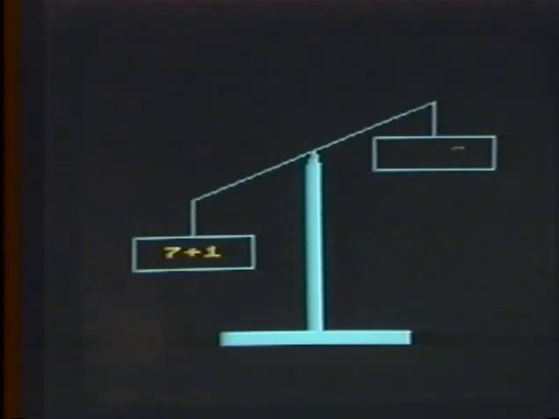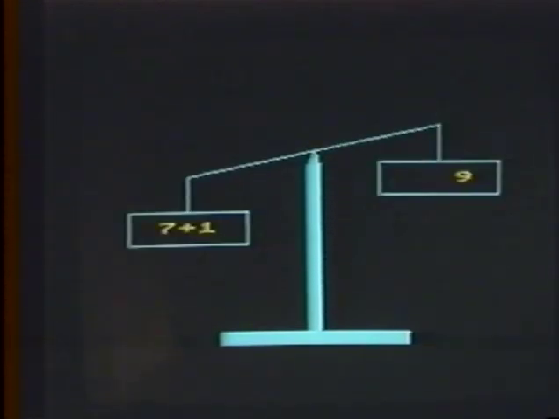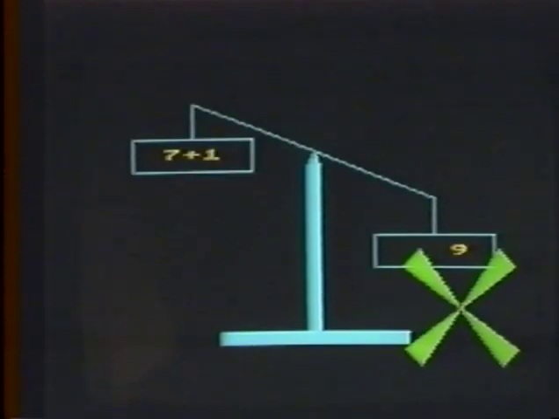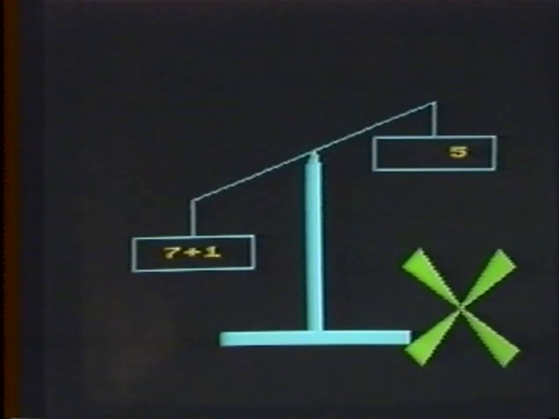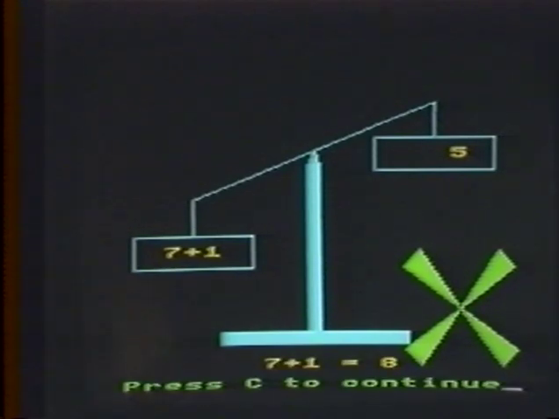7 plus 1, 9. The balance overbalances, across, and also an audible response. If I get it wrong again, still the balance is not horizontal, and I'm given the correct answer. 7 plus 1 equals 8. And to make sure that I've got time to read that correct answer, the program waits for me to respond.